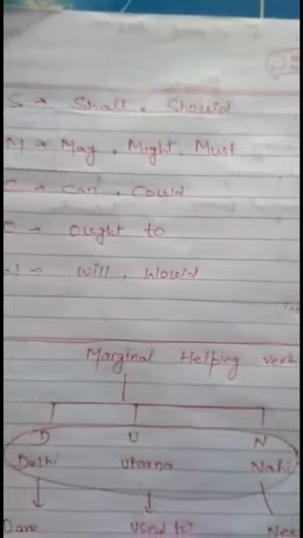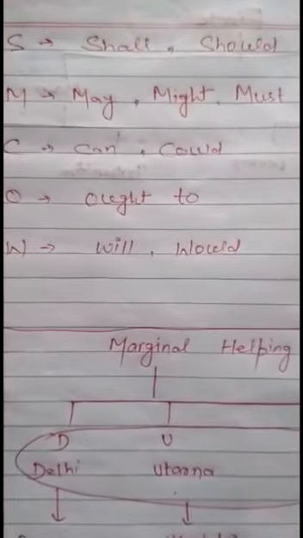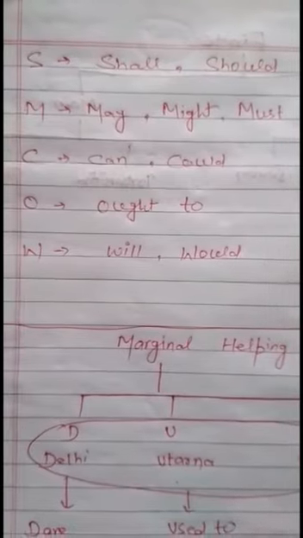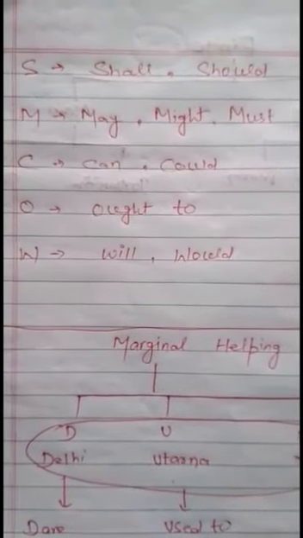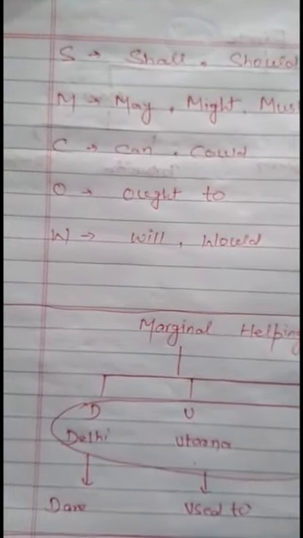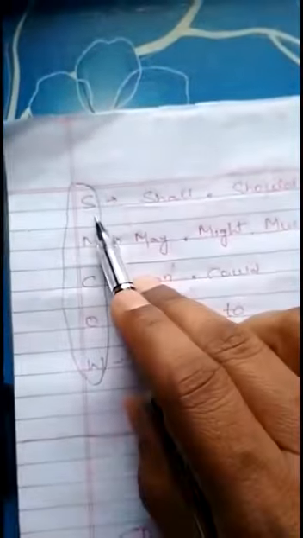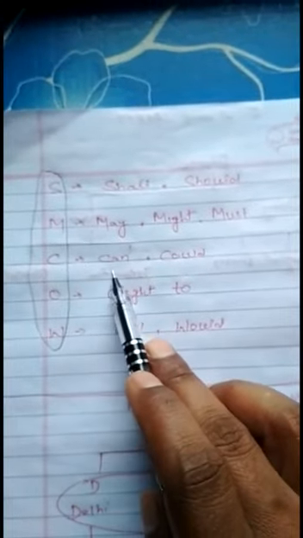Now how am I going to give you the benefit of this trick to remember? Write SMCOW on the left side as it is written in my copy. You can see, just wait. You have to write this SMCOW in this way. Then S stands for shall and should, M stands for may, might, and must, C stands for can and could, O stands for ought to, W stands for will and would.